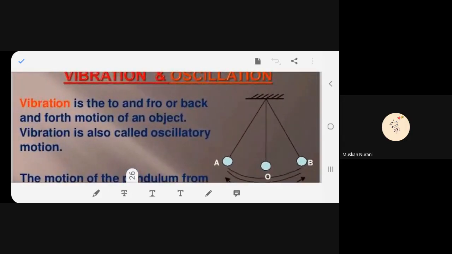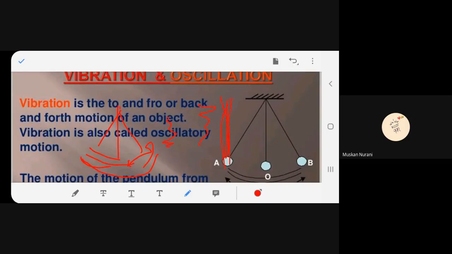What is vibration? Vibration is that the body moves like this, to and fro. It goes here, again it goes back, again it comes up, again it goes back. So vibration is what? It is leaving its central position and moving and going back. So that is called to and fro.